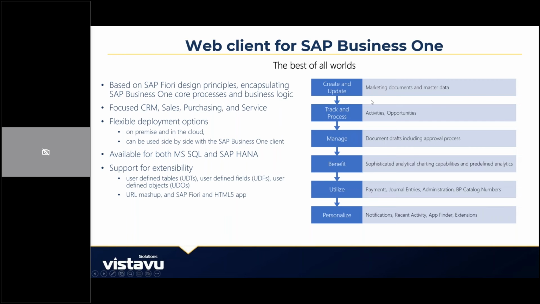Again, as you can see here, the idea is that the different functionality is given so we can create and update documents. We can work with and update the processes such as activities or opportunities, approvals and drafts. We have much more sophisticated charting and analytical capabilities than was previously available without HANA. And then even with HANA, there's some additional functionality. Again, starting to be able to really utilize it for daily functionality with the ability to have journal entries, catalog numbers, the configuration, and to be able to personalize it with your notifications.